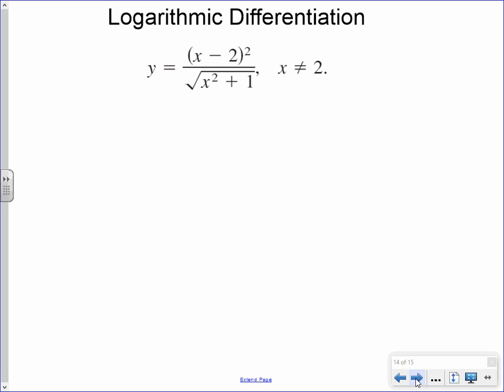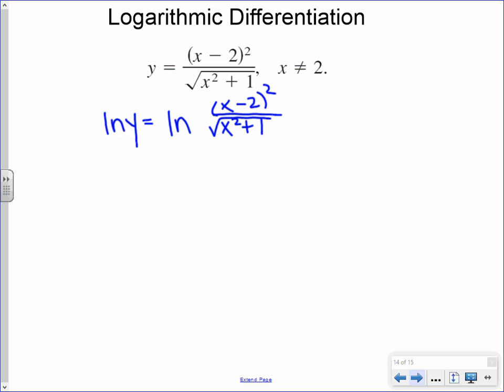Logarithms give us an opportunity to take a complicated derivative and break it apart. Is there a logarithm in this function right now? No. But mathematically it is okay to do something to an equation as long as we balance it out. If we do it to one side, we can do it to the other. So we can write this as the natural log of y equals the natural log of x minus 2 squared over square root of x squared plus 1.